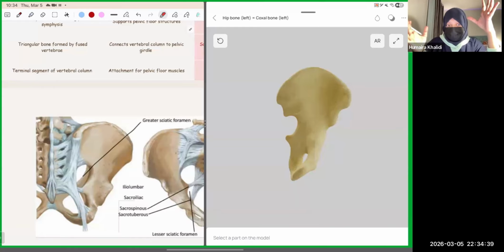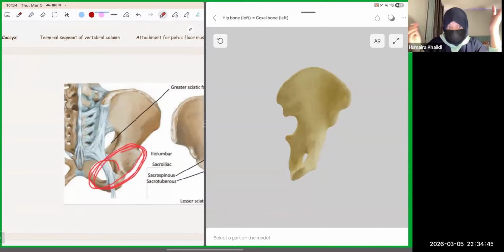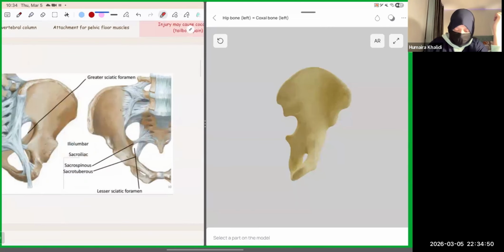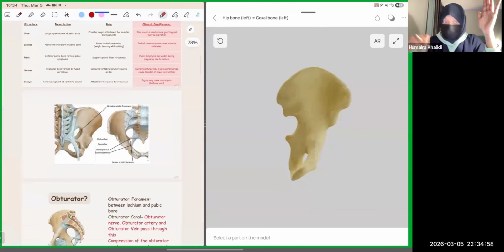It's called the ilium. Very good. What about this part? This is the ischium. Perfect. Wow, you guys are really smart, mashallah. And this part? Pubis. Very good. If you know that, you guys are halfway through the lecture already.